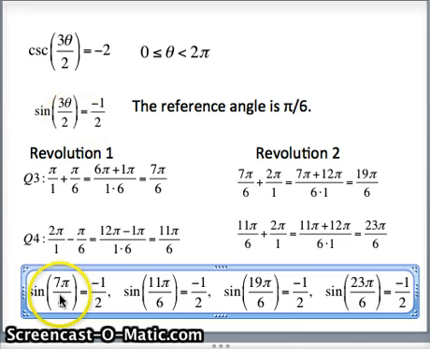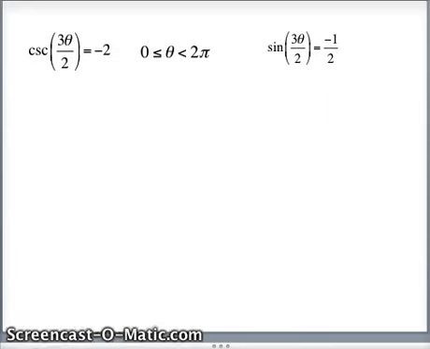over 2 equals 7 pi over 6. 3 theta over 2 equals 11 pi over 6. 3 theta over 2 equals 19 pi over 6. 3 theta over 2 equals 23 pi over 6. So this is what we have to solve. And what do we know?